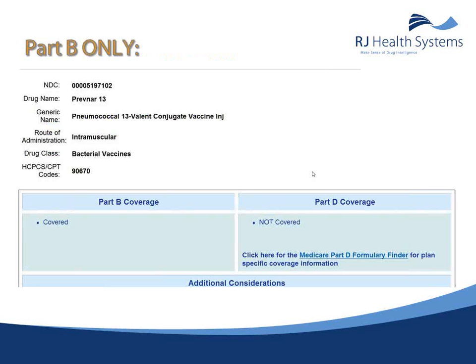For another case, we have Prevnar 13. As you can see here, this is an intramuscular injection for bacterial vaccines. There is a CPT drug code in this case, 90670, which is created by the AMA. It will be covered underneath the Part B benefit, and you would see that there's no D coverage for this particular product.